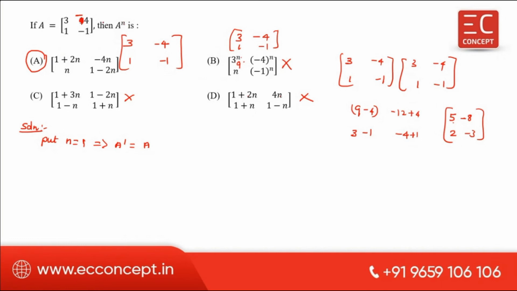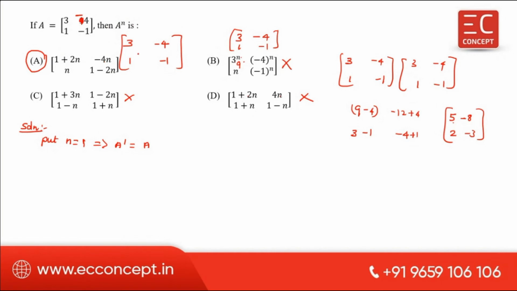While putting n is equal to 1, then we have to get A. That means this value. You have to check which option is satisfying that n is equal to 1. These two options are not satisfied, therefore there are two options, A and B. Then you have to change this to n is equal to 2.